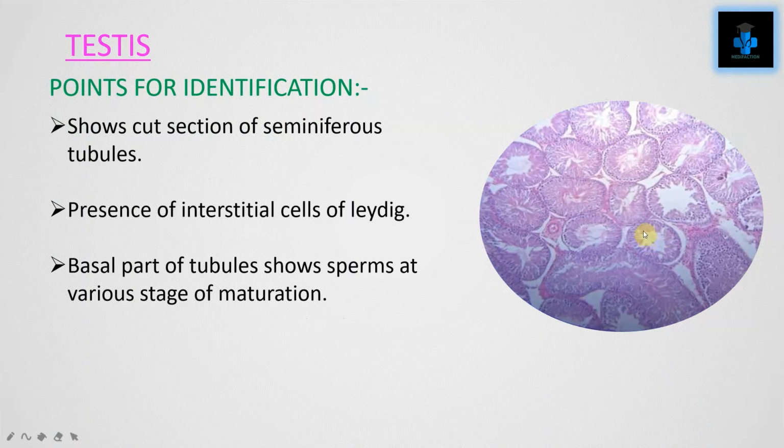Now let's move on to the reproductive system. First one is testis. The testis can be easily identified by observing the cut section of seminiferous tubules. Also, there will be presence of interstitial cells of Leydig. The basal part of the tubules shows sperms at various stages of maturation.